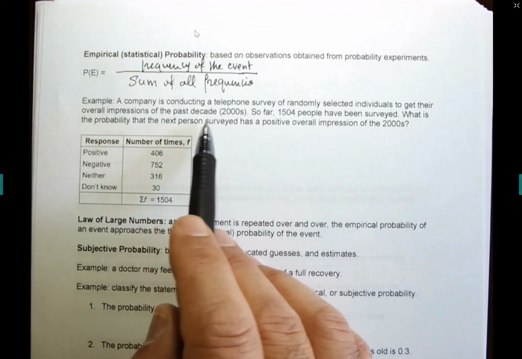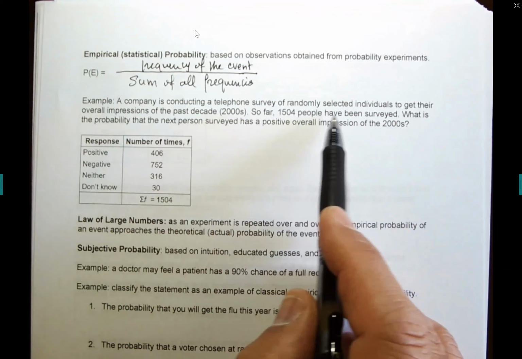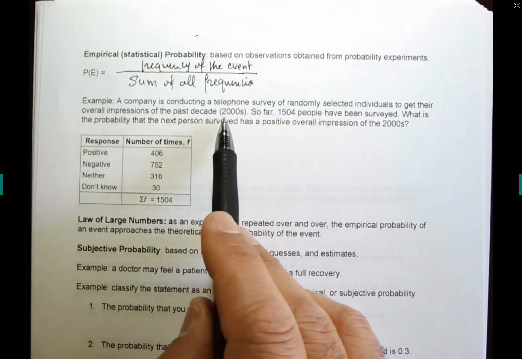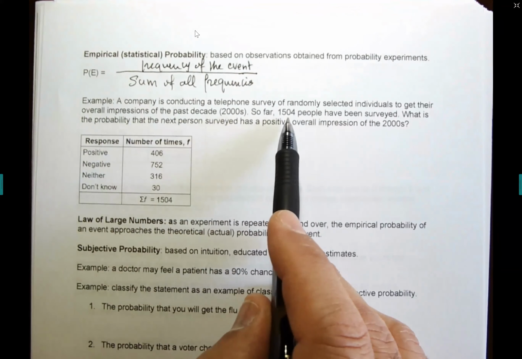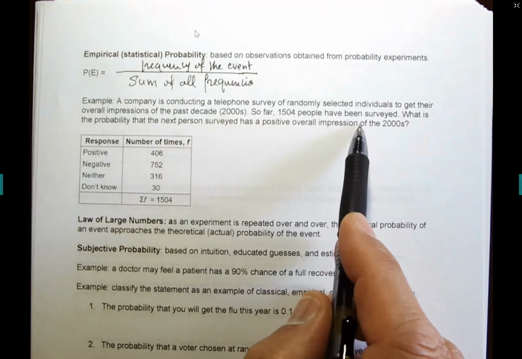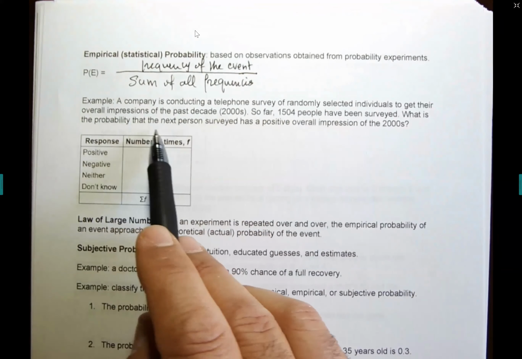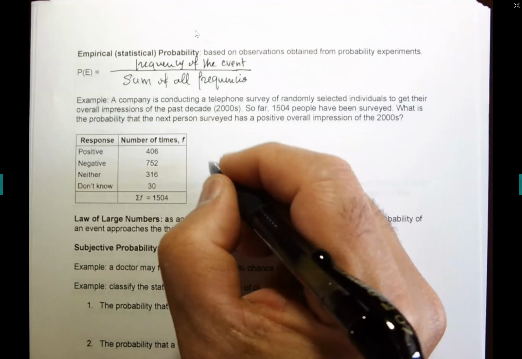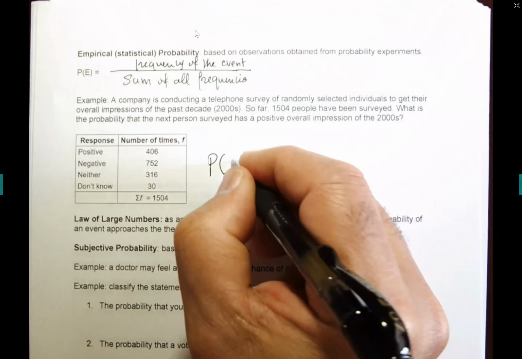A company is conducting a telephone survey of randomly selected individuals to get their overall impressions of the past decade. So far, 1504 people have been surveyed. What's the probability that the next person surveyed has a positive overall impression? So, probability of positive impression.